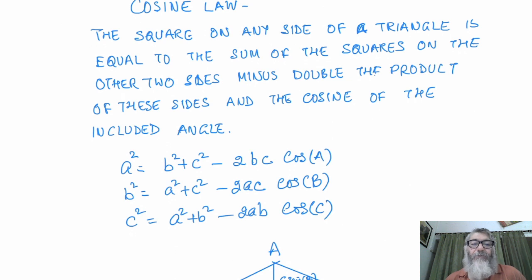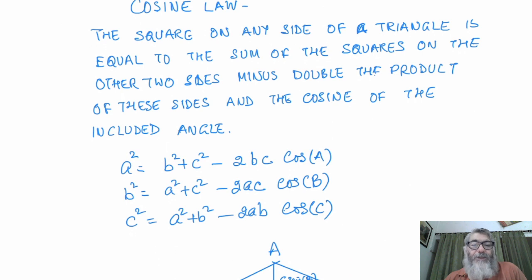The square of A will be the square of B plus the square of C minus double the product of these two, so double the product is 2BC, and the angle included between B and C is A. So cos of that angle. So A square is equal to B square plus C square minus 2BC cos A.